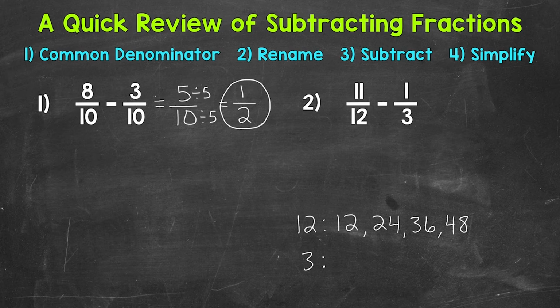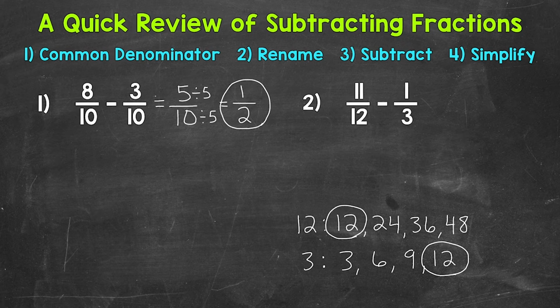Now let's do 4 multiples of 3 and see if we have any in common. So 3, 6, 9, 12. And we have 12 in common. That's our least common multiple. So that's going to be our least common denominator. So let's go back up to the original problem.